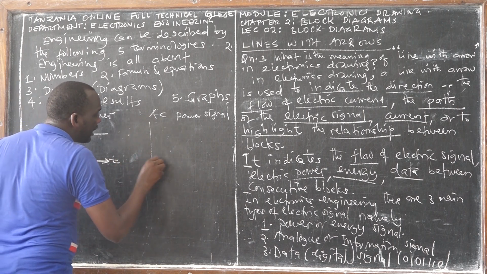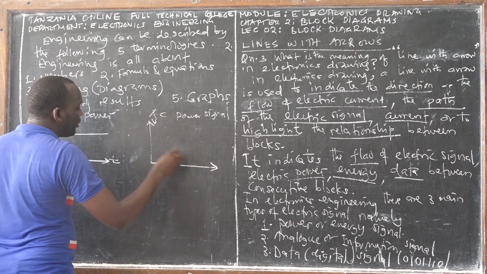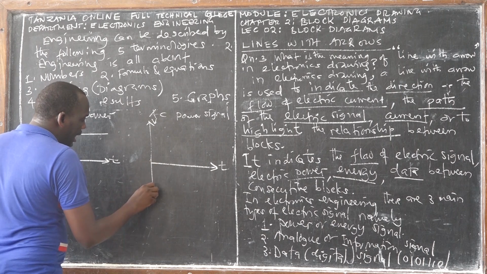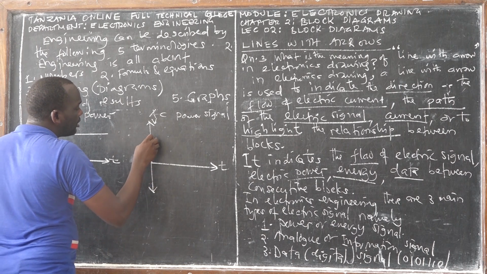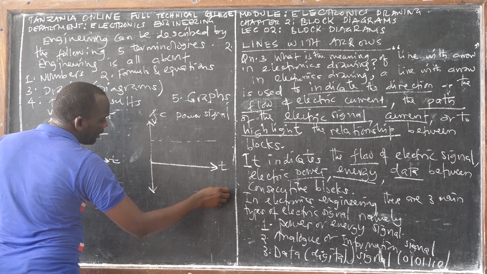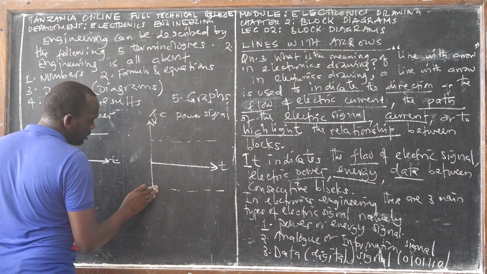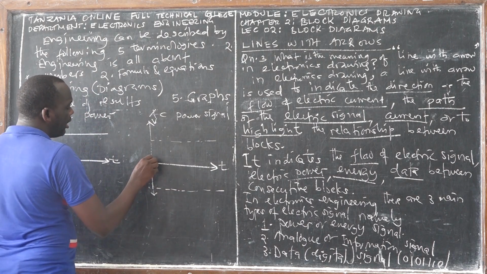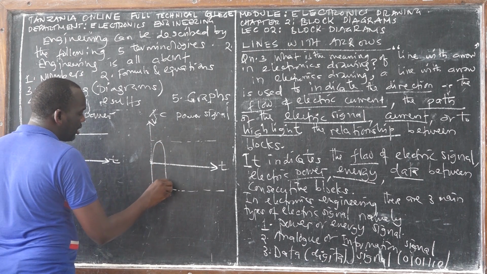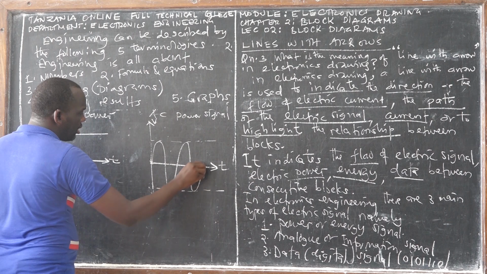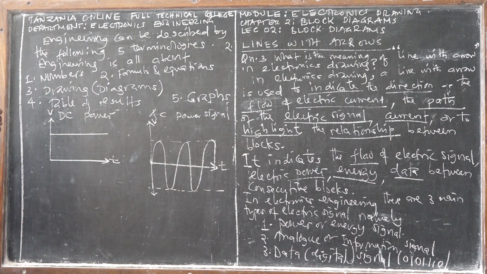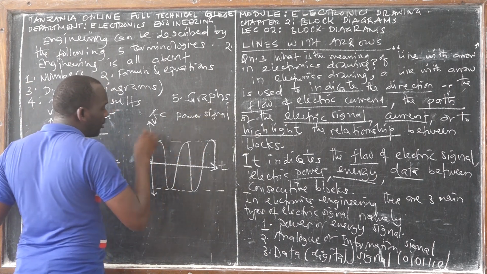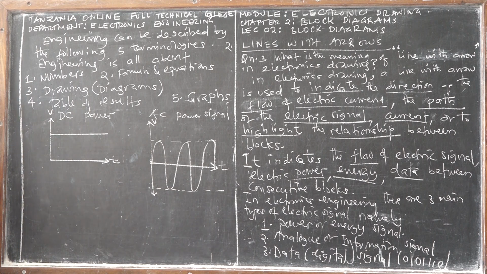Then the waveform for the AC signal, for this case, this is voltage, this is time. So it means that the waveform for this case, here we have the AC. So that is AC power signal. Okay, class? AC power signal. That's the waveform. Then when we talk about analog signal.